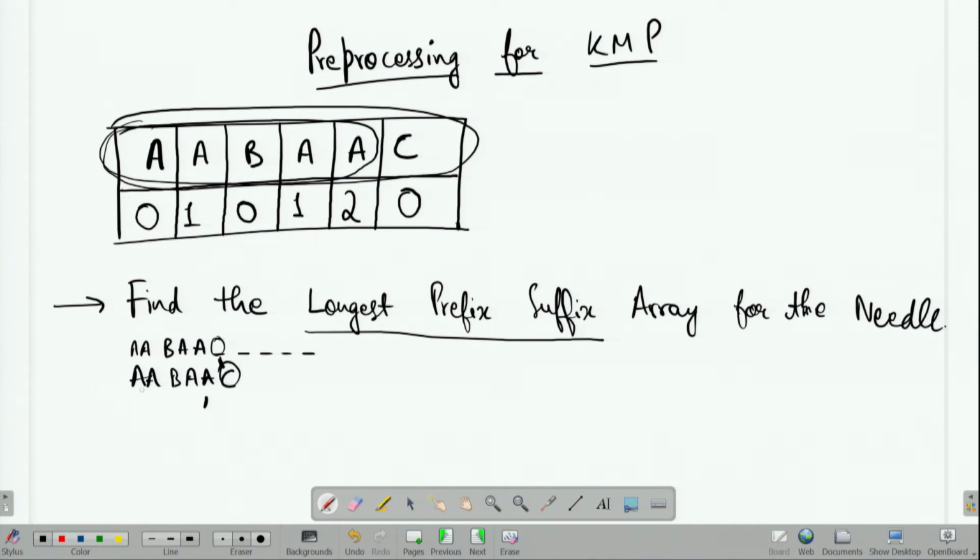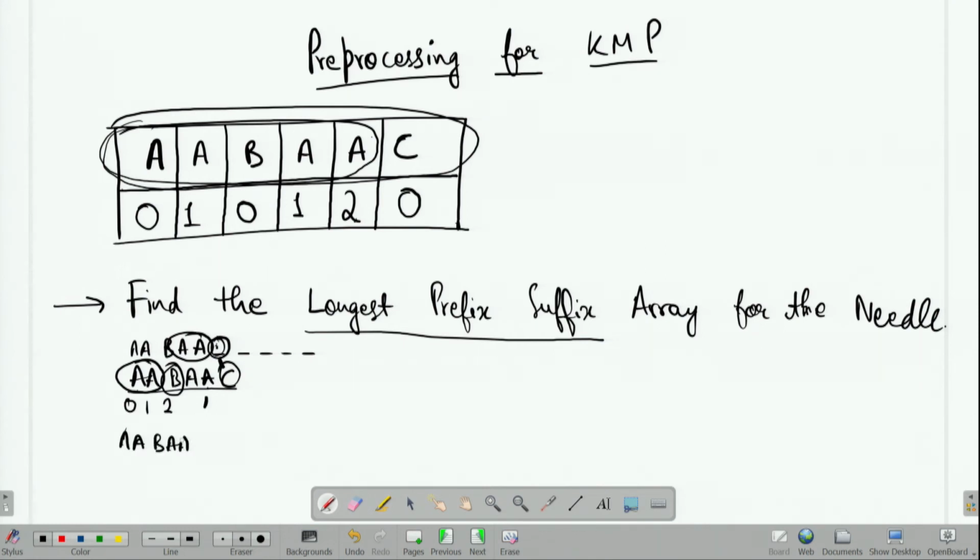Then instead of moving the needle by just one position, we know that this AA is definitely going to match with this AA. So why not start matching this character with this character? So what we'll do is look up the value for this A in the LPS table, which is 2, and then 0, 1, 2. We'll start matching from the index 2, which is B, to this position.